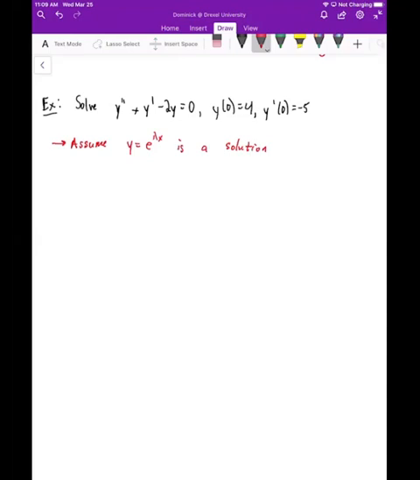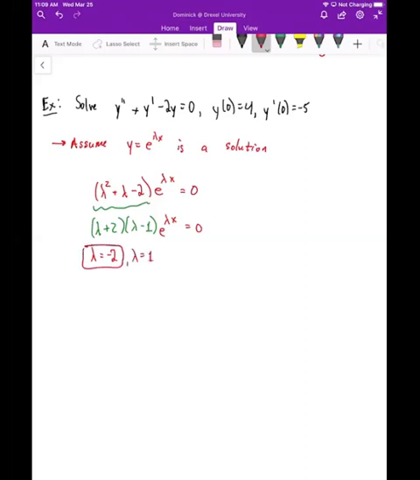So if we plug all this in and factor, we're going to get lambda squared plus lambda minus 2 times e to the lambda x is equal to 0. So of course, this part here, again, if you can factor it, that's the way to go. And in this case, we can. So this would be lambda plus 2, lambda minus 1, and this is still e to the lambda x is equal to 0. So this one will give us that lambda is -2, and the other one will give us that lambda is equal to 1.